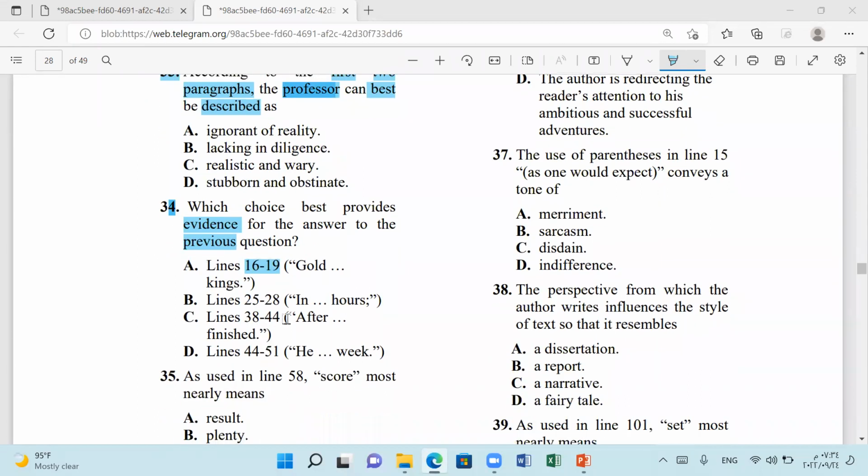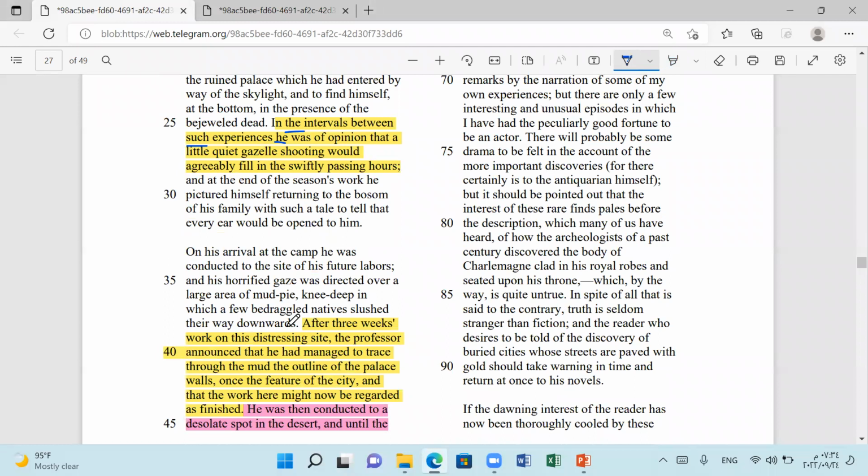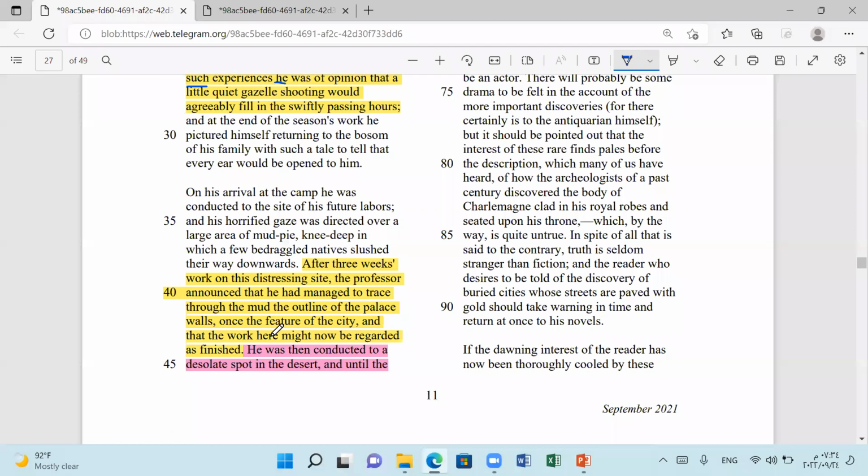Let's go for 38 till 44. This is from 38. After 3 weeks' work on his distressing site, till now I didn't mention him, the professor, okay, I mentioned him, announced that he had managed to trace through the mud the outline of the palace walls, once the feature of the city, and that the work here might now be regarded as finished. Like he finished his work.